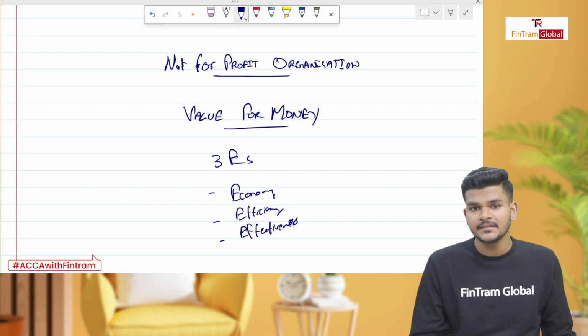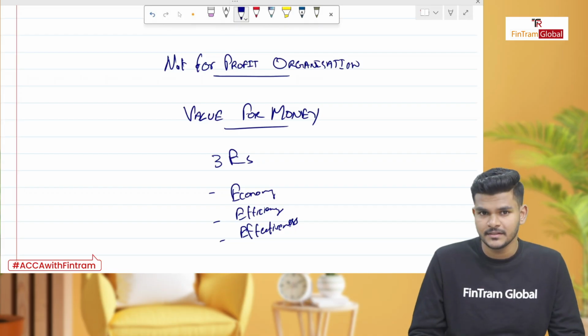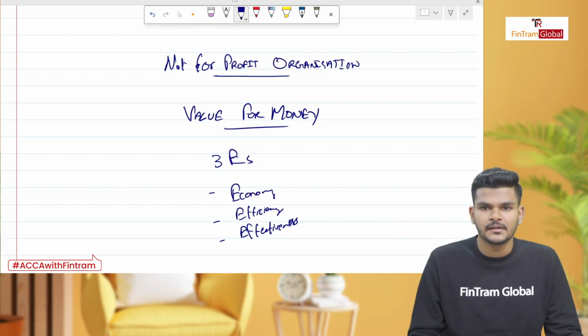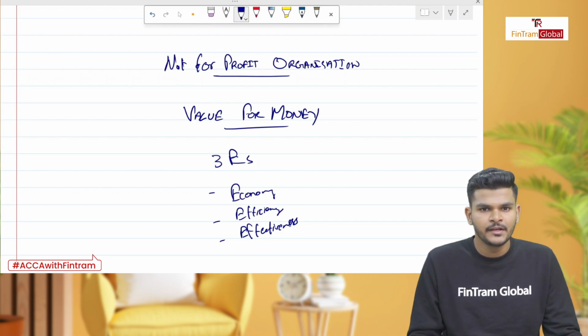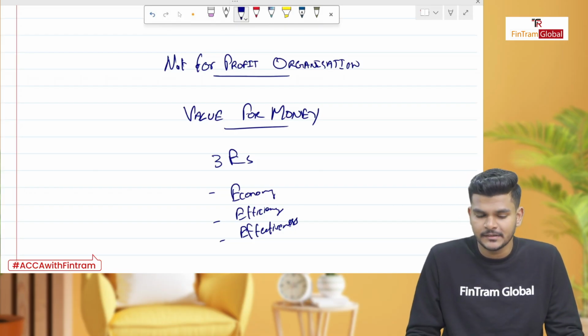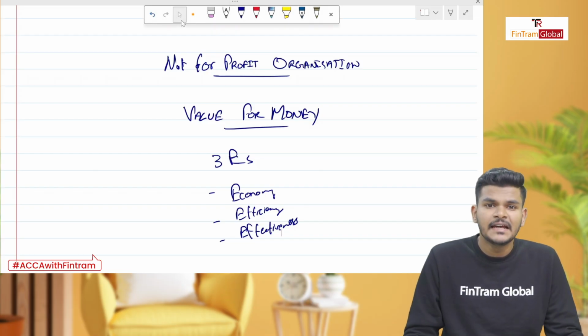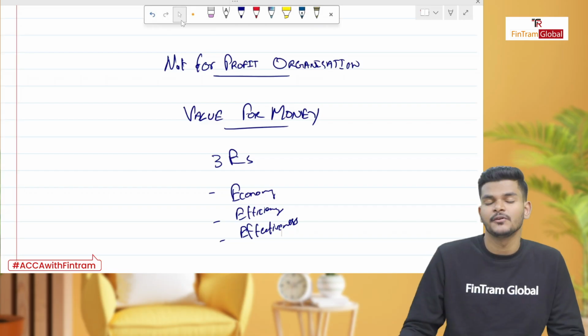And then effectiveness is basically, there are some targets which we set even for not-for-profit organizations, so it's the achievement of those targets as well. For example, for a hospital, I may set a target of total number of patients to be treated in a particular month or a year, right? So has that particular target been met is what we're measuring through effectiveness, to put it very simply. Okay, folks, that's what the three E's of value for money is all about.